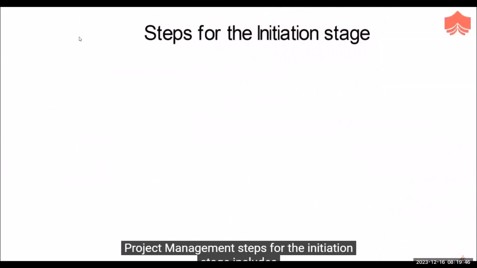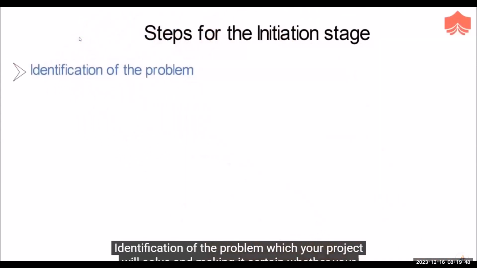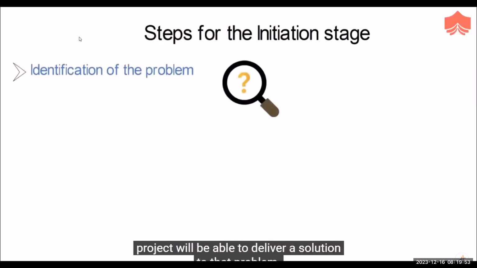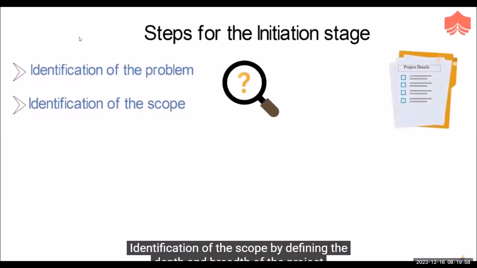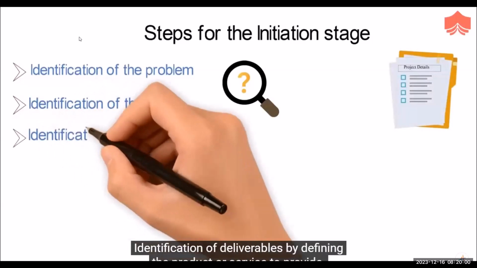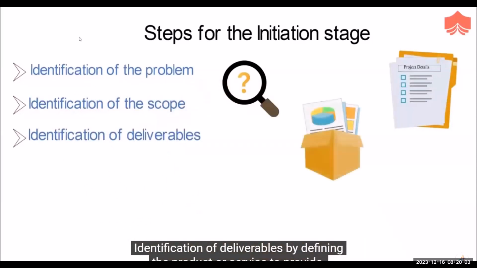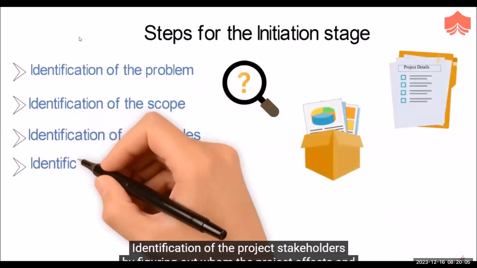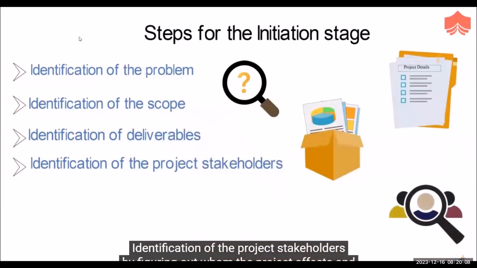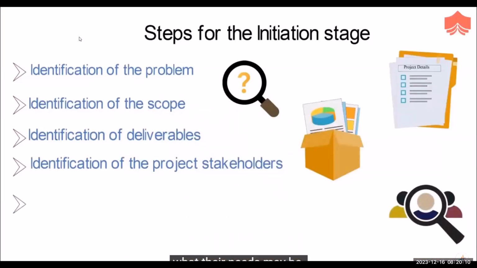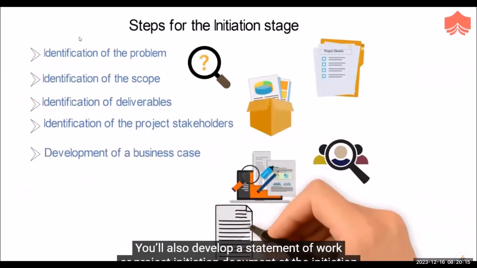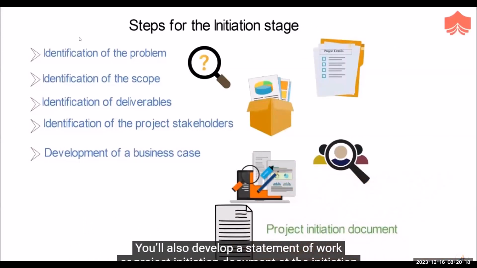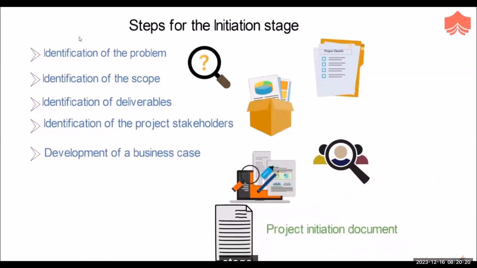Project management steps for the initiation stage include identification of the problem which your project will solve and making certain whether your project will be able to deliver a solution to that problem. Identification of the scope by defining the depth and breadth of the project. Identification of deliverables by defining the product or service to provide. Identification of the project stakeholders by figuring out whom the project affects and what their needs may be, and development of a business case. You'll also develop a statement of work or a project initiation document at the initiation stage.